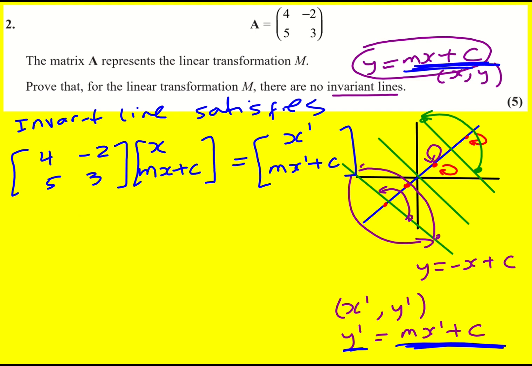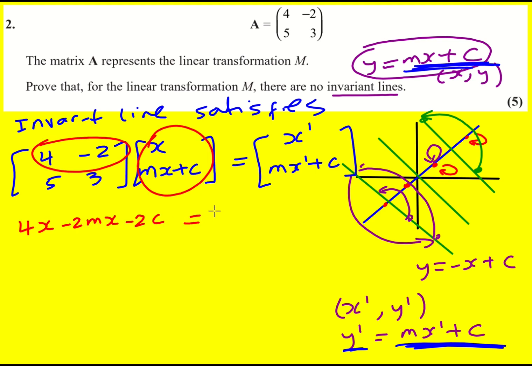And let's multiply the matrix out. We're going to get a set of equations. We're going to show there's no solution. So I'm going to get 4x minus 2mx minus 2c, because I'm doing this row by this column, and that's going to equal x dash. So that's the first bit sorted.